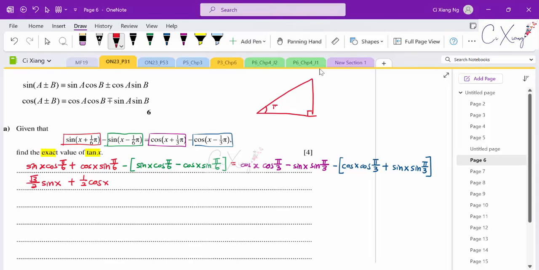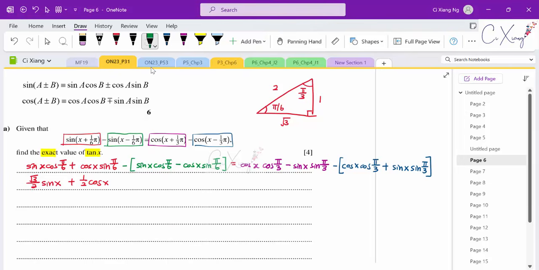So if you're having 30 degrees, which is pi over 6, opposite will be 1, then the hypotenuse will be 2, and this will be square root 3. So this one will be pi over 3. Okay, so for cos pi over 6, this is how you get the value from the triangle if you are not using an ES calculator.